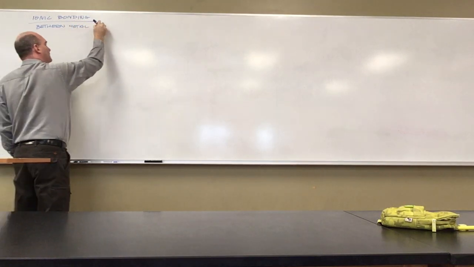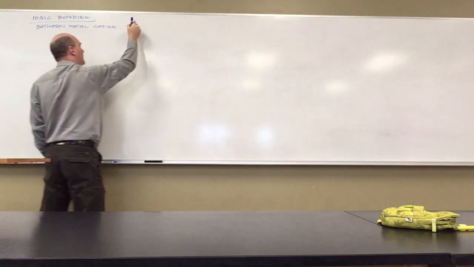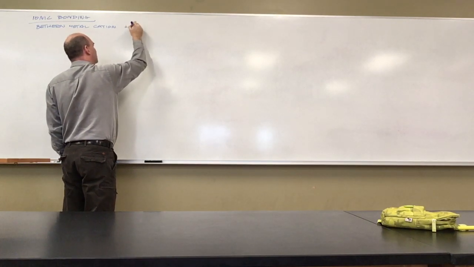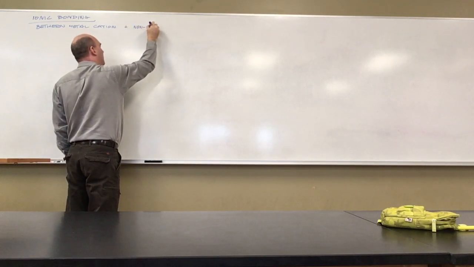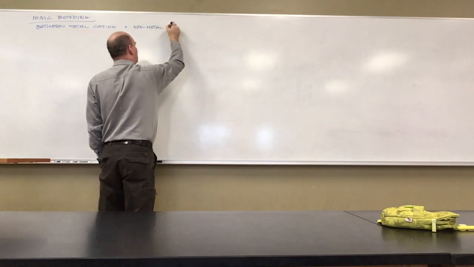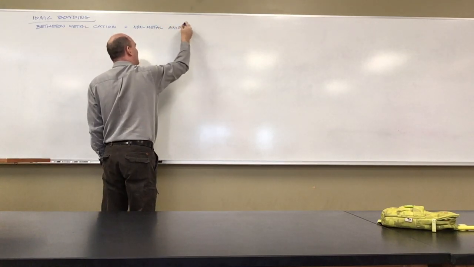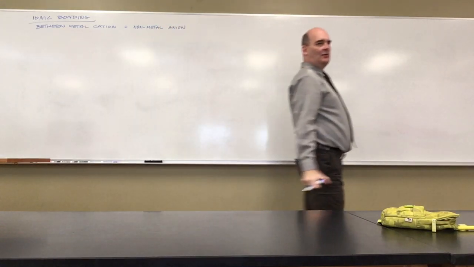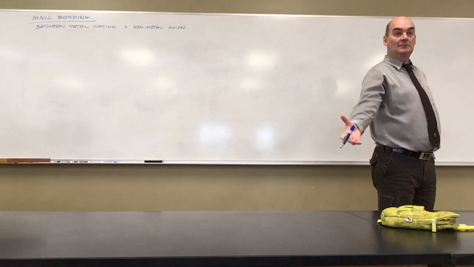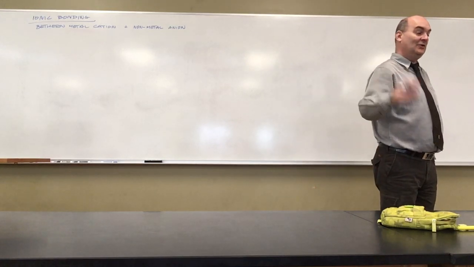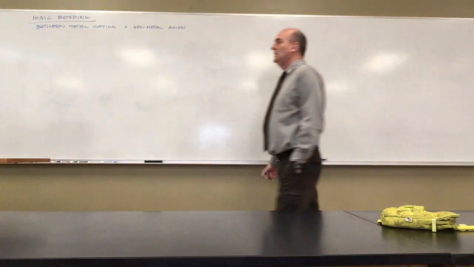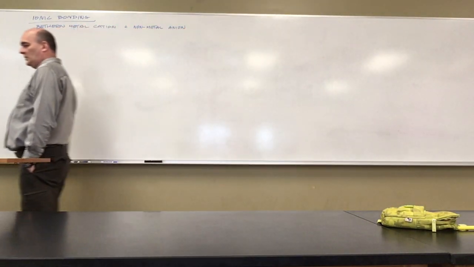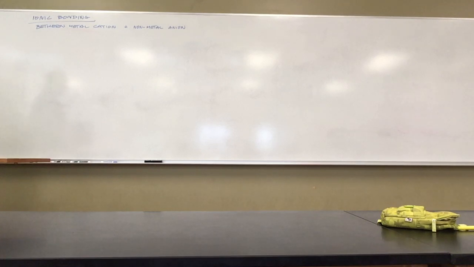Ionic bonding happens between metals and non-metals in a situation where the metal has turned itself into a cation by a process known as oxidation, and the non-metal has made itself into an anion by a process called reduction. Reduction is the gain of electrons. Oxidation is the loss of electrons. Electrons are negative. We lose them, you become positive.